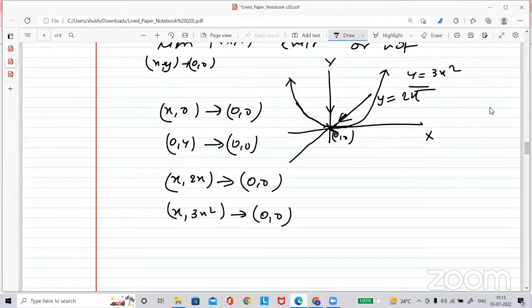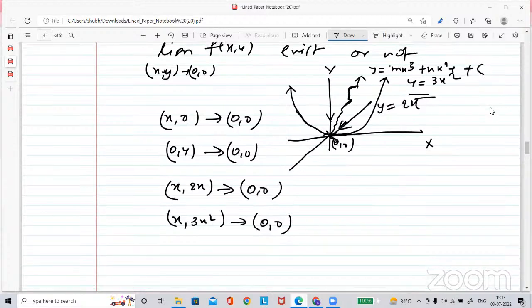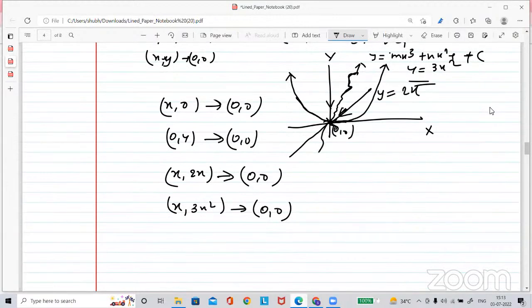Let's say I'm approaching along some curve, and I know the equation of this curve is, suppose, mx cube plus nx square plus c, some equation is given. I can approach according to this curve also. So the approach is x as it is and y equal to mx cube plus nx square plus c. We are approaching (0, 0) according to this curve. This has so many turns, what is it? Tilde, or what is the proper English?